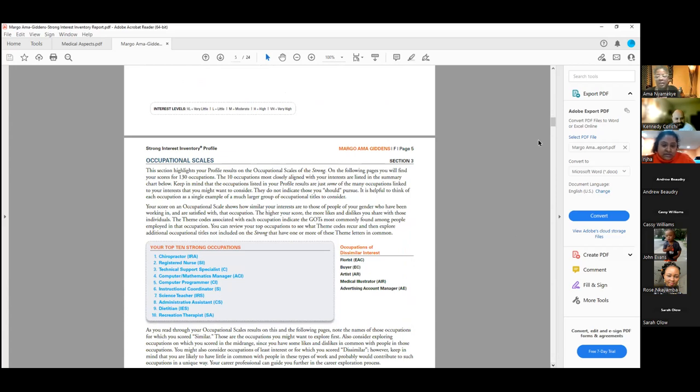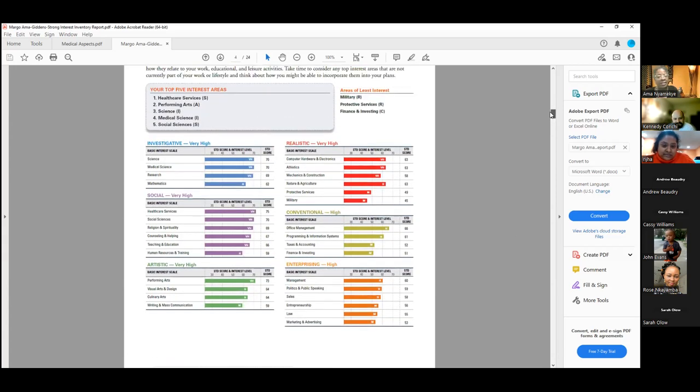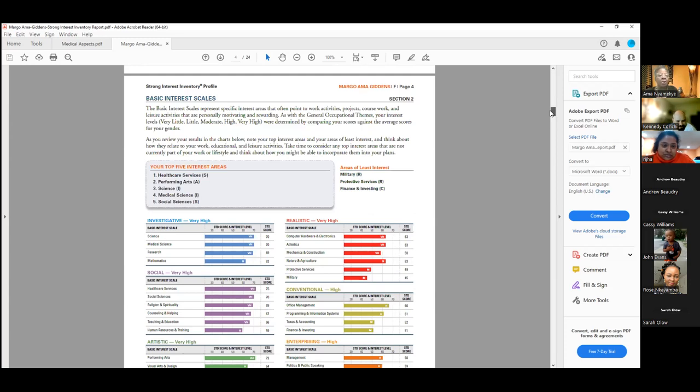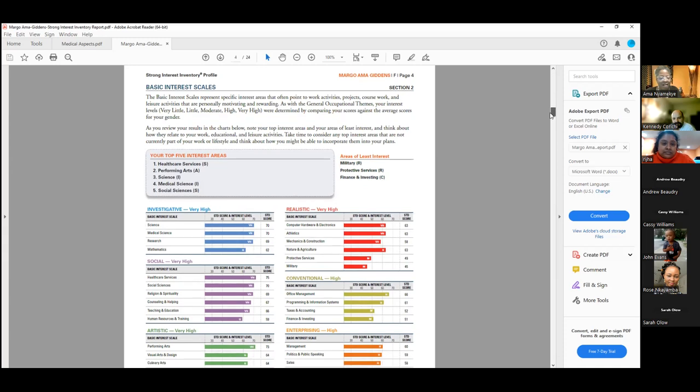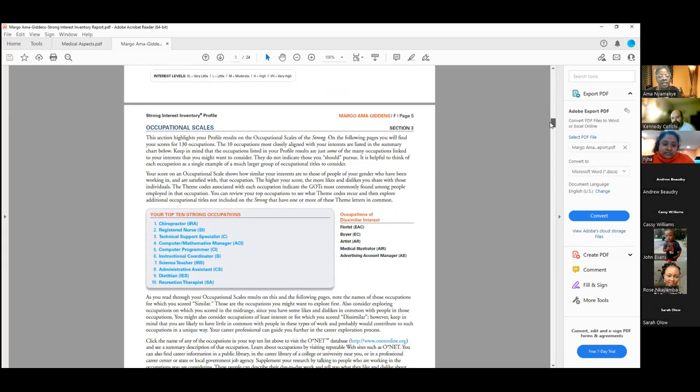And they call these initials. Now these are important. The business, they call the business, the BIS. They call it the business. Then the next thing is the occupational scale. That's like saying what you want to do, that second one. The occupational scale tells you exactly what you want to do.